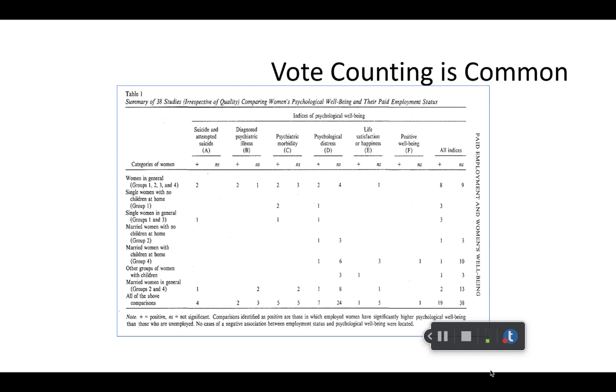So here's an example of a review of 38 studies, irrespective of quality, comparing women's psychological well-being and their paid employment status. And what you see in this table is the reviewers are simply counting the number of studies that provide positive or not significant results for different groups of women in different areas of psychological well-being. The numbers in this table are the number of studies with positive or null results. Again, that tells you nothing.